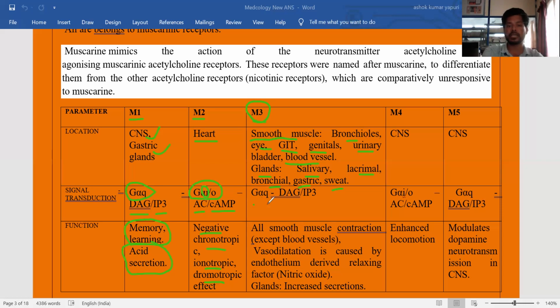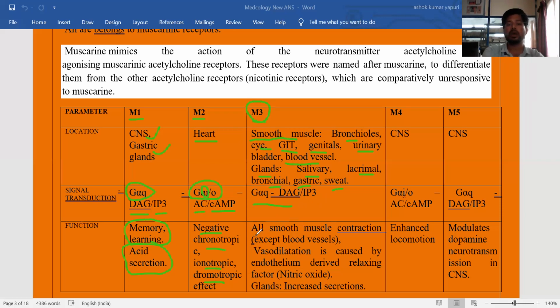Regarding the signal transduction, it is G alpha Q, that is DAG and IP3, diacylglycerol as well as inositol triphosphate. These are the secondary messengers important for the generation of a pharmacological action. So here the signal transduction is the G alpha Q, DAG or IP3 pathway.